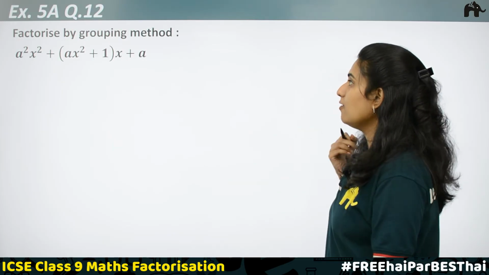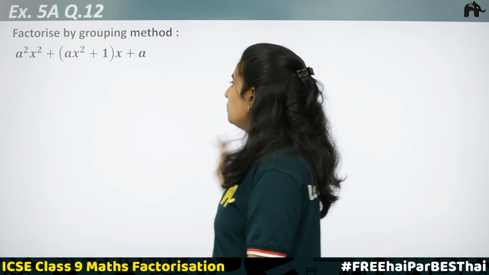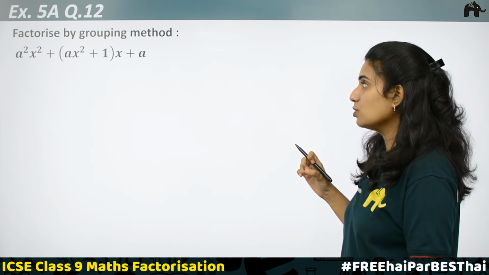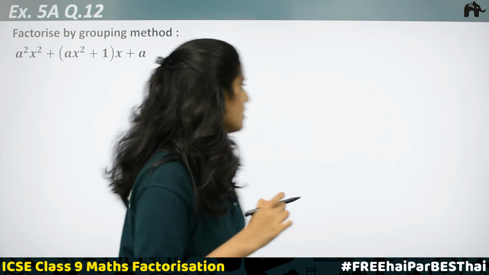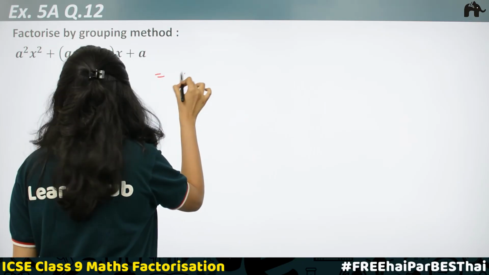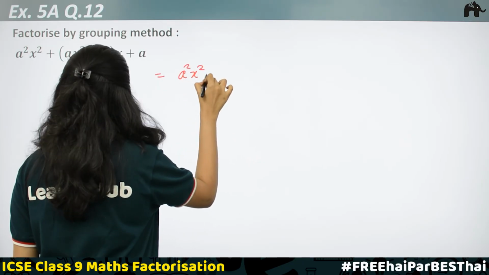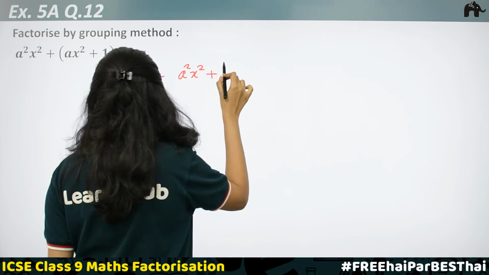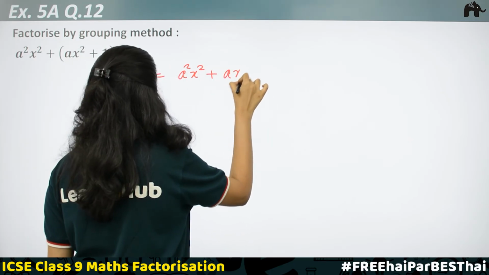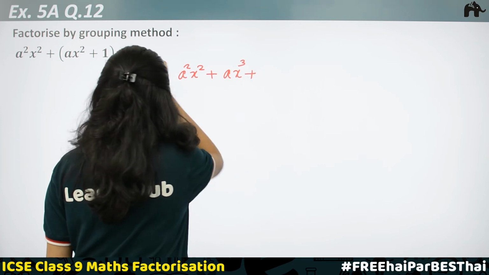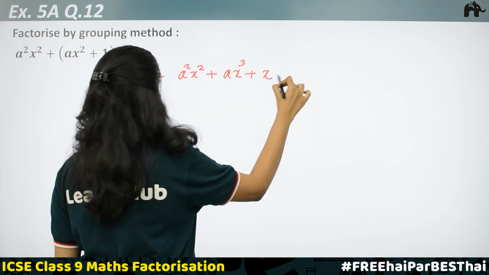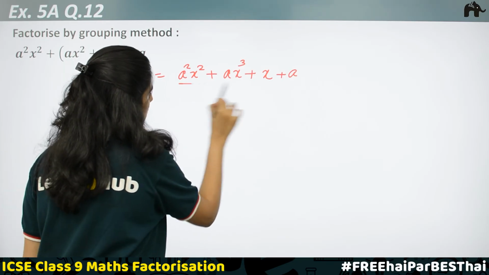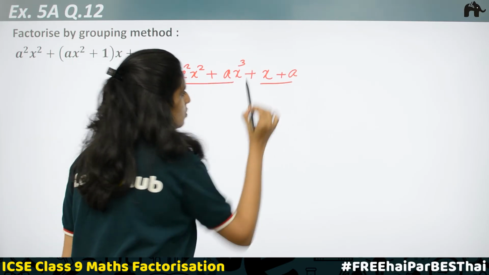Next, question number 12 of exercise 5a, factorize by grouping method: a²x² plus ax² plus 1 into x plus a. So here this can be written as a²x² plus ax² into x. We are removing the brackets and multiplying. Then you will be getting ax³ plus, remaining here, we have x plus a. Next step, grouping. These two terms can be grouped together, these two can be grouped together.